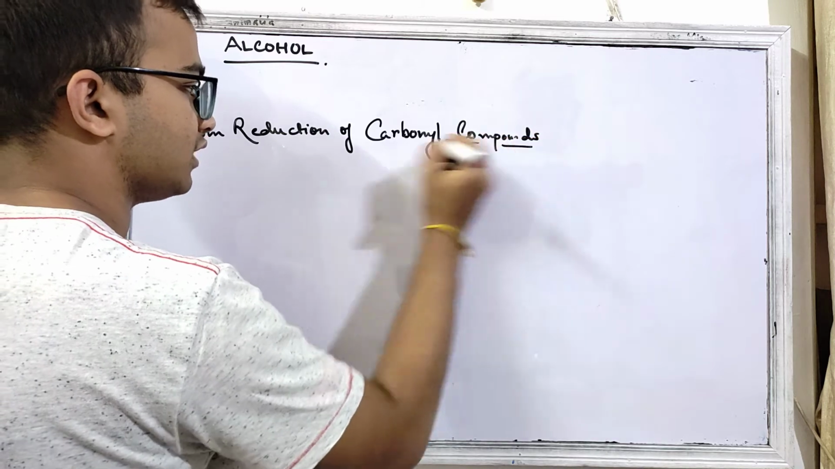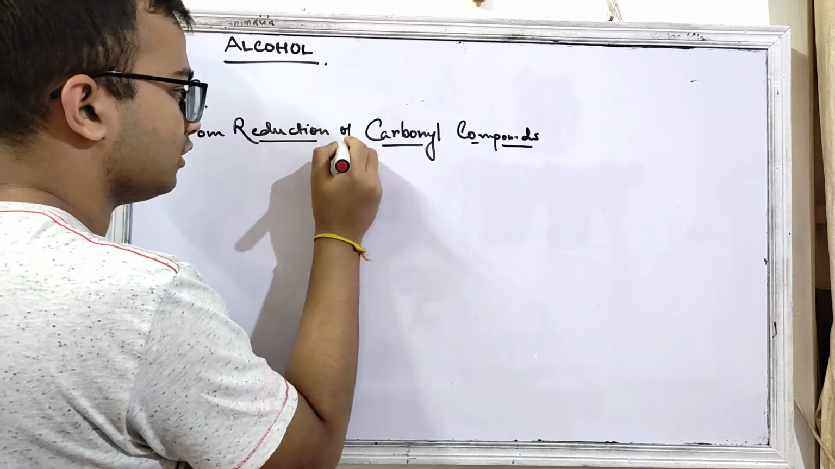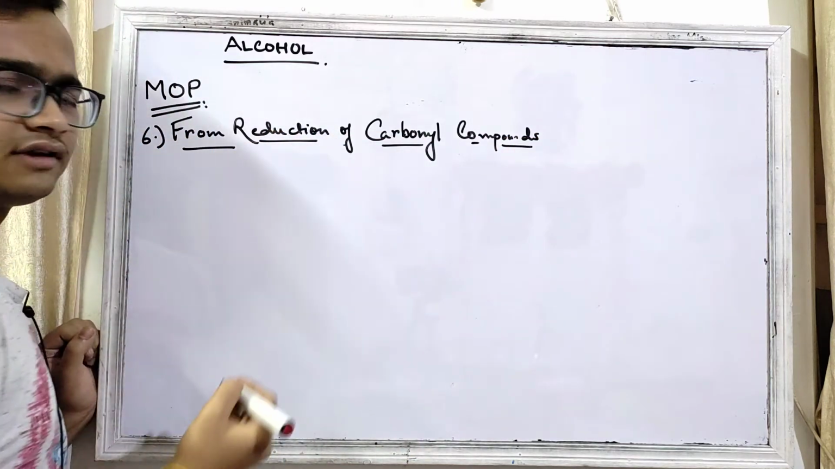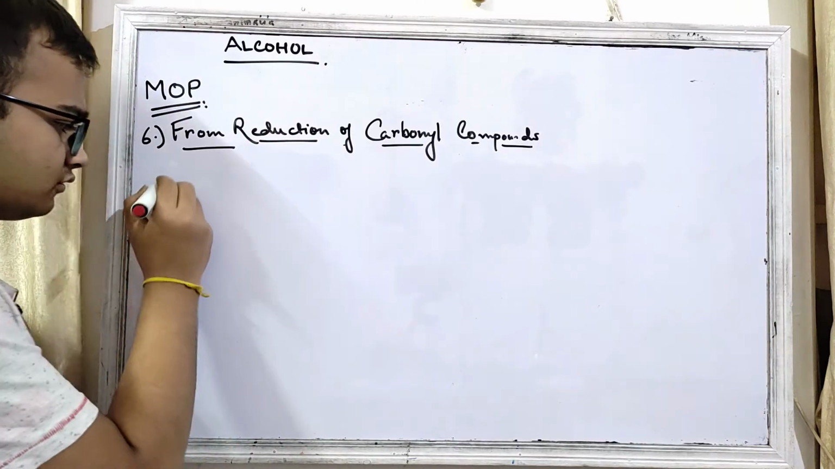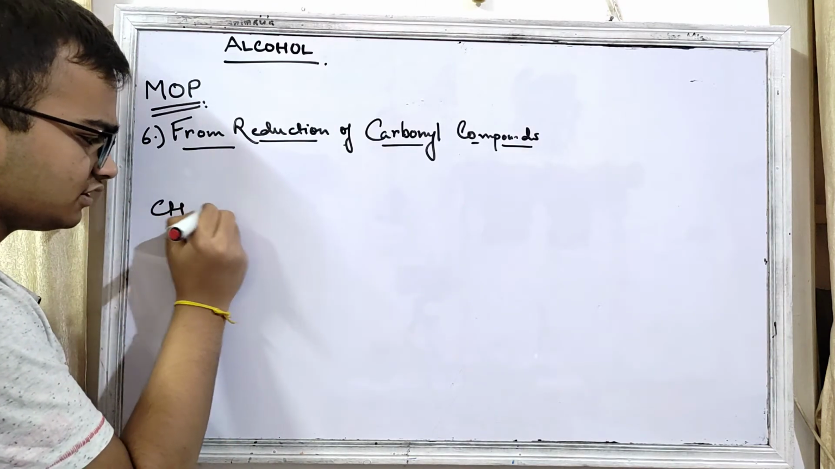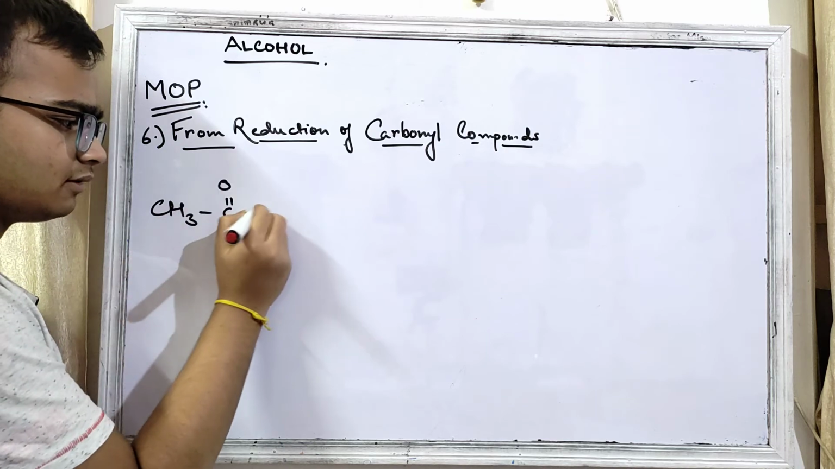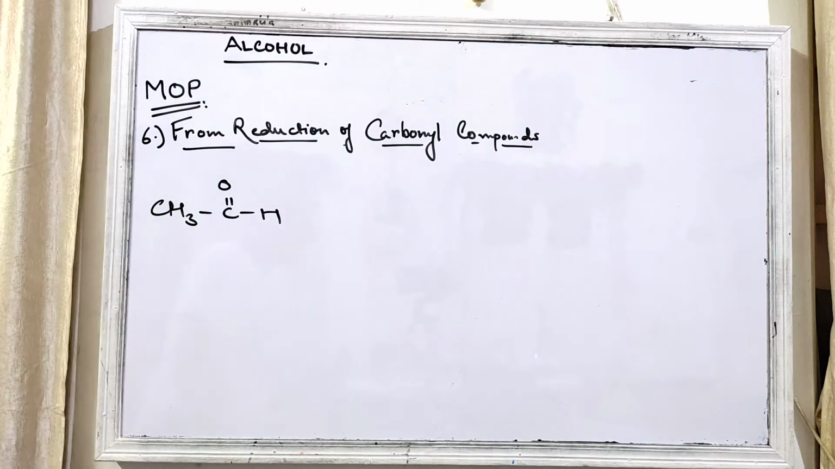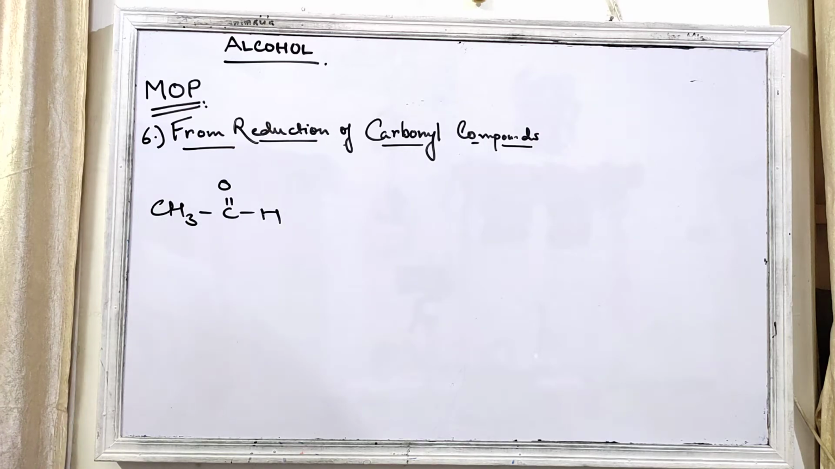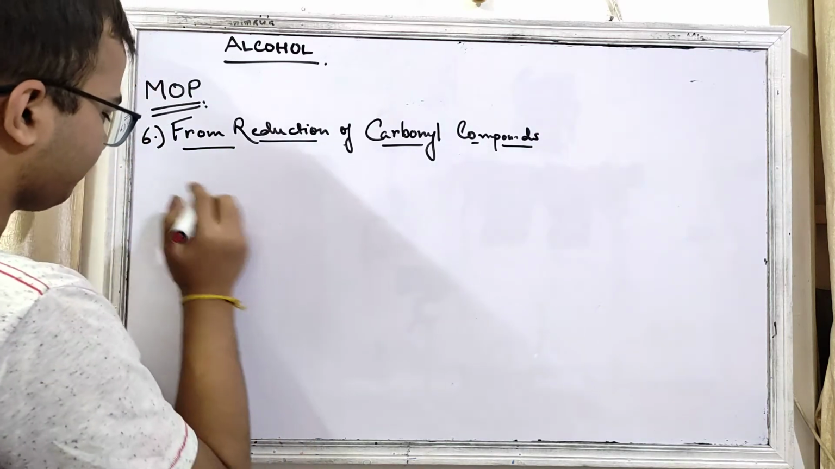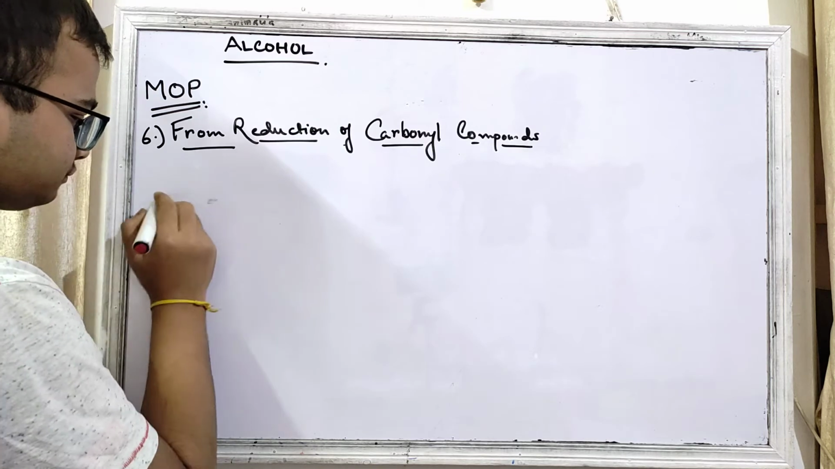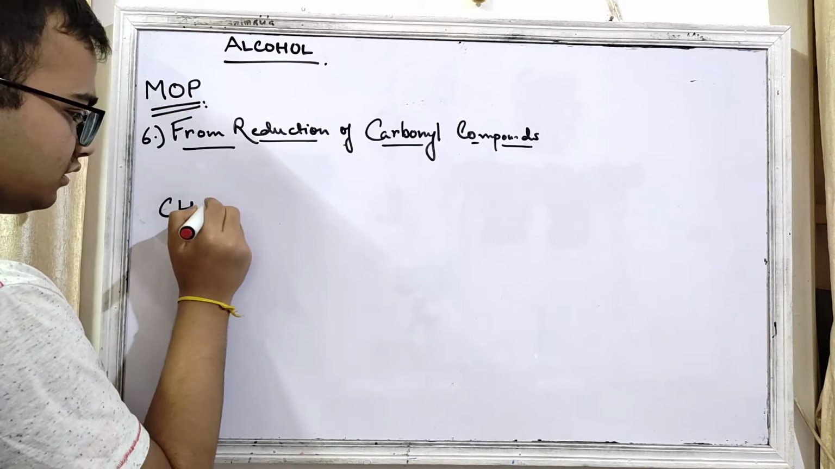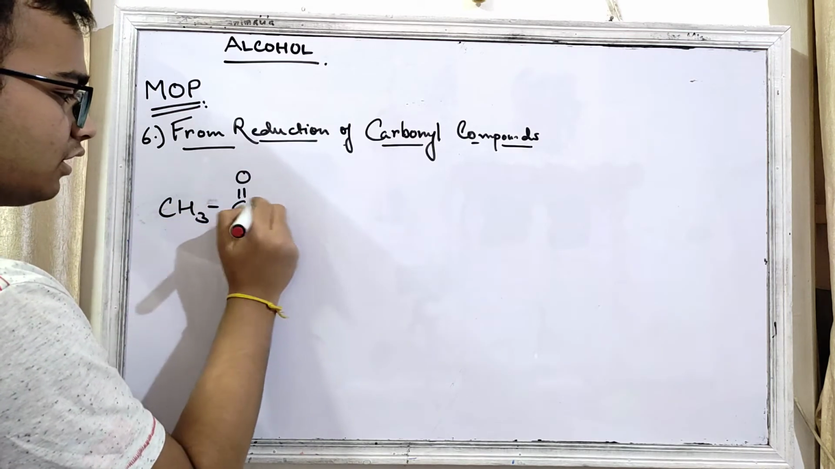So, the reaction is like this. Let us take any aldehyde, for example, acetaldehyde. Acetaldehyde looks like CH3, C, double bonded O, single bonded H. Acetaldehyde looks like this.